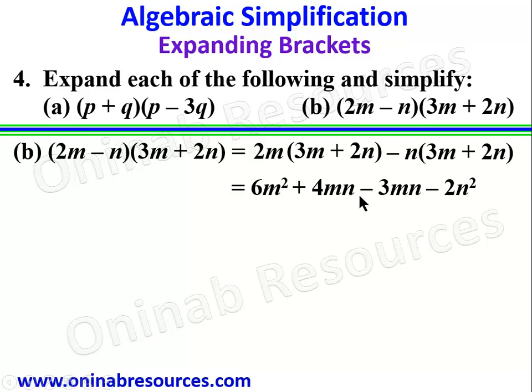Again, we simplify the like terms. The 6m squared is not a like term with negative 2n squared. So the like terms here are the middle terms, which is 4mn minus 3mn. So simplifying this now, we have 6m squared plus mn. 4mn minus 3mn, that's 4 minus 3, 1mn. So we have it as plus mn minus 2n squared.